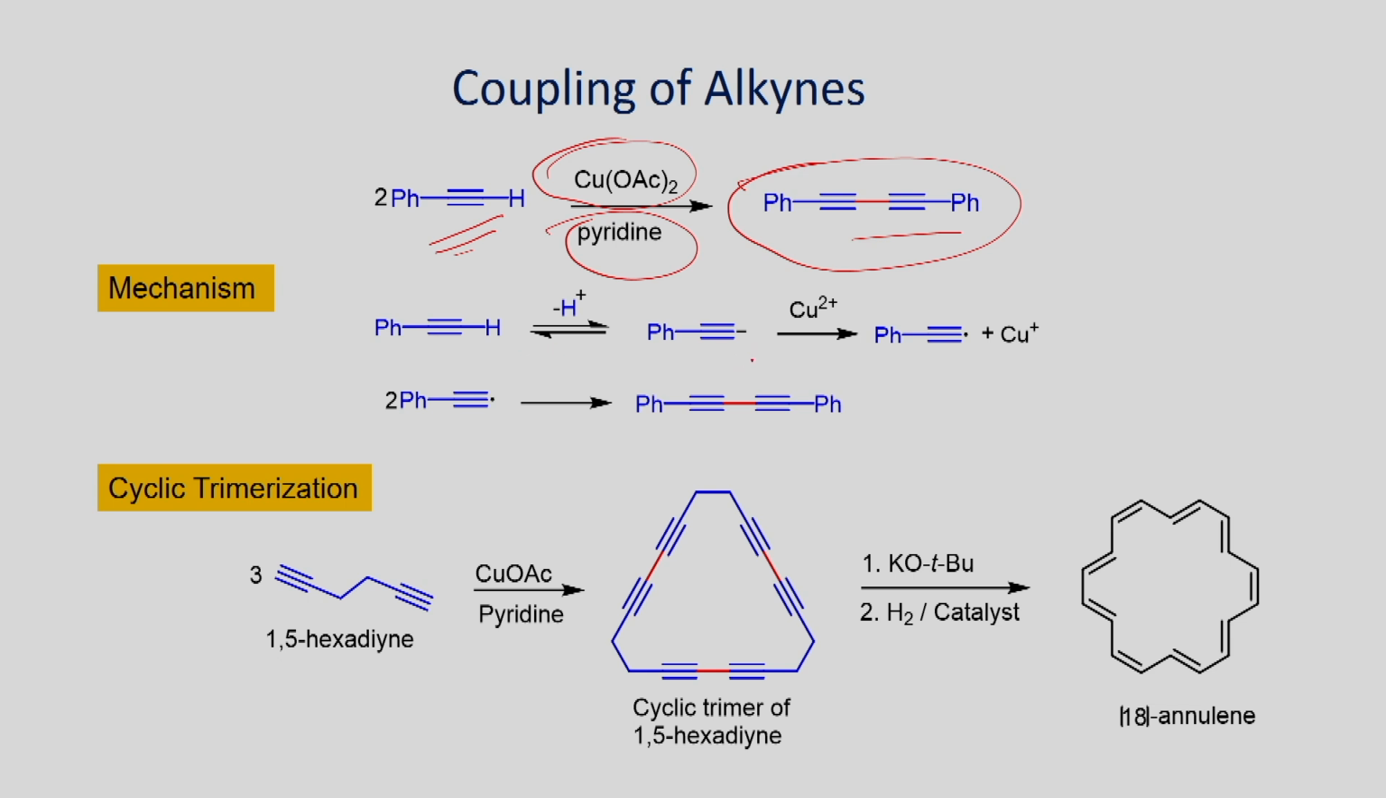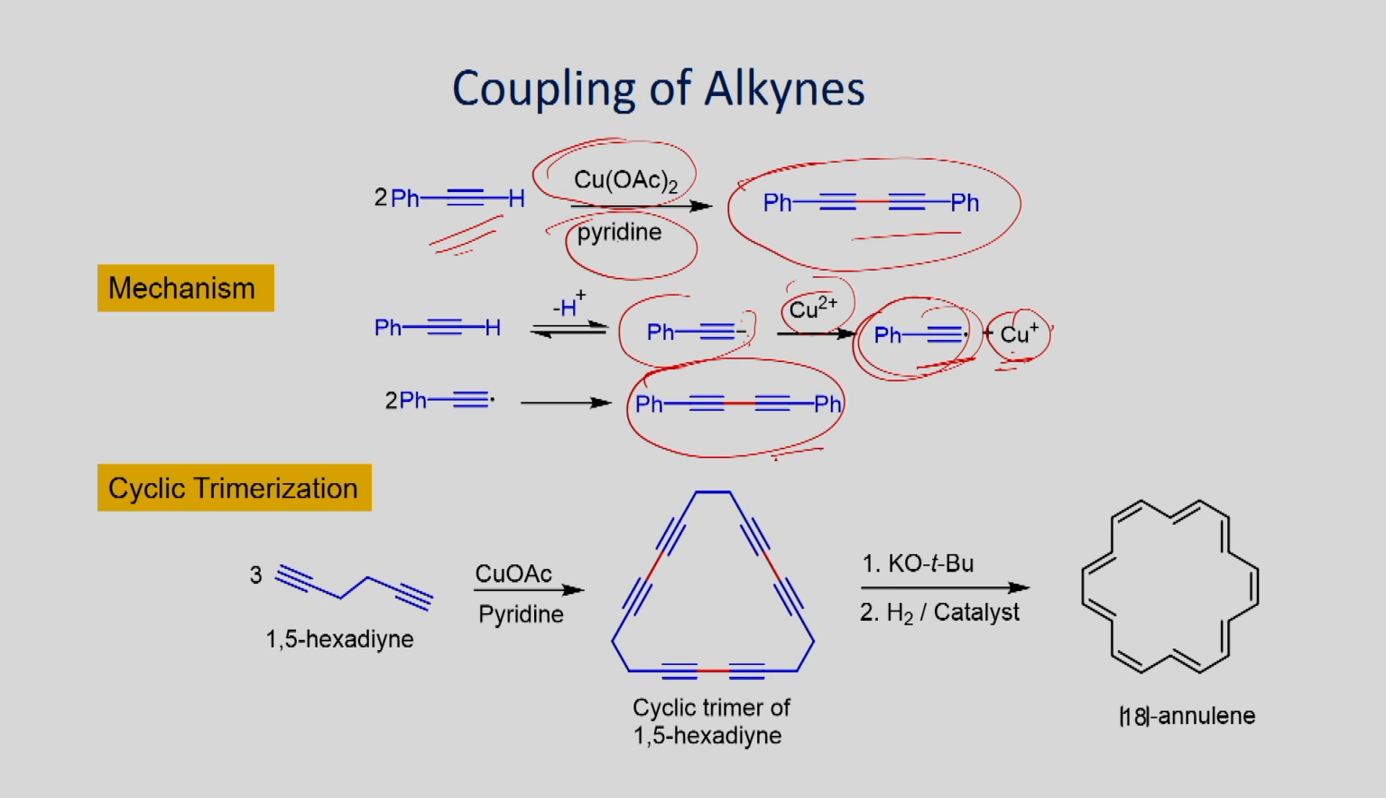In this reaction, the copper 2 is reduced to copper 1, where you convert this carbon-hydrogen bond. This bond is very strong, and when you use base, you can deprotonate. You have this carbanion, which can be converted into a radical, where copper 2 will be reduced to copper 1. Once you form this radical, it can undergo dimerization to give this compound.